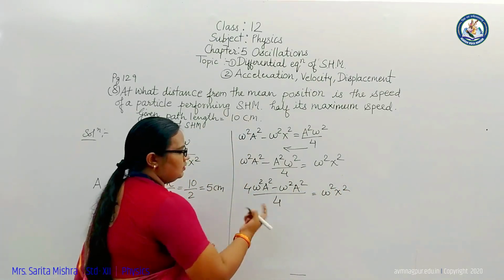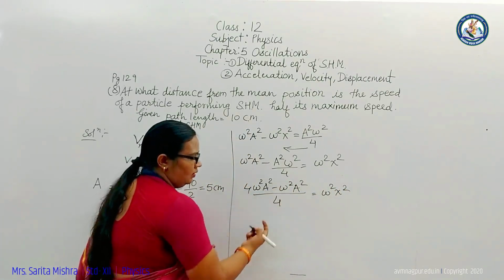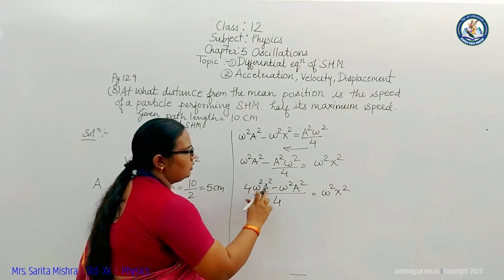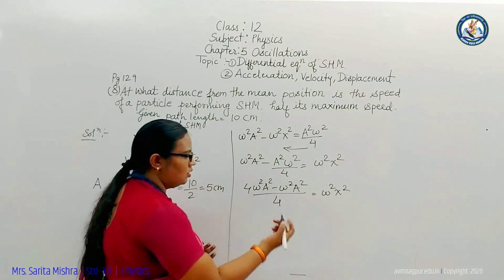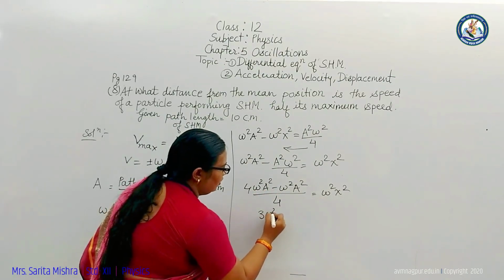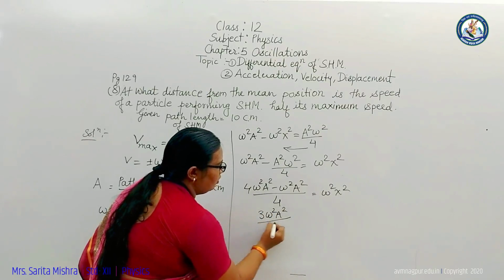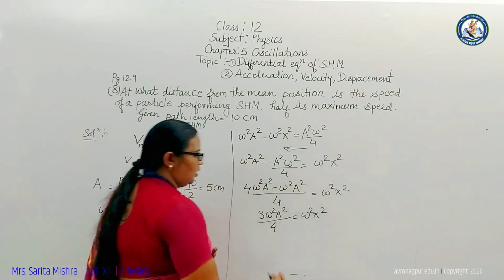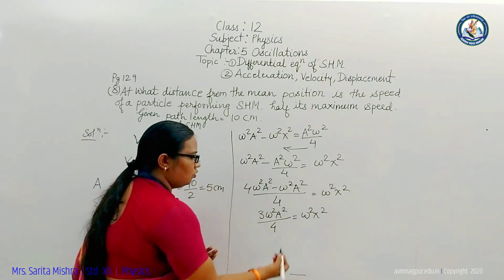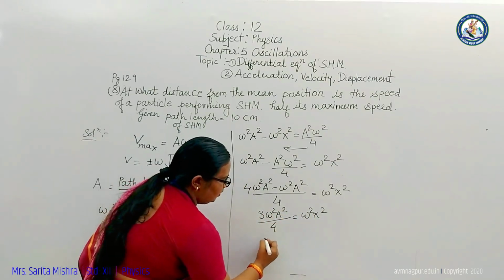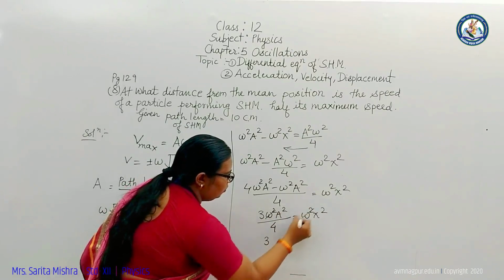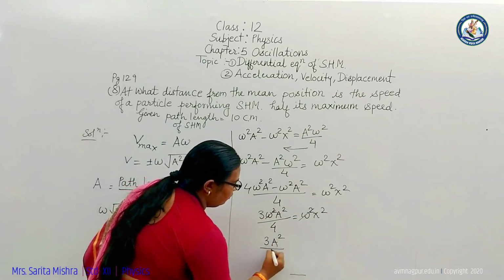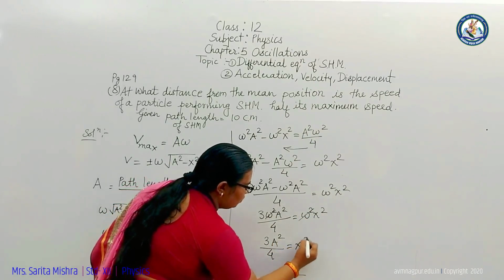Now 4 minus 1 is 3, so we can find: 4ω²a² minus ω²a² is 3ω²a² upon 4, and here is ω²x². Now ω² is going to be cancelled, and we get 3a² upon 4 equals x².